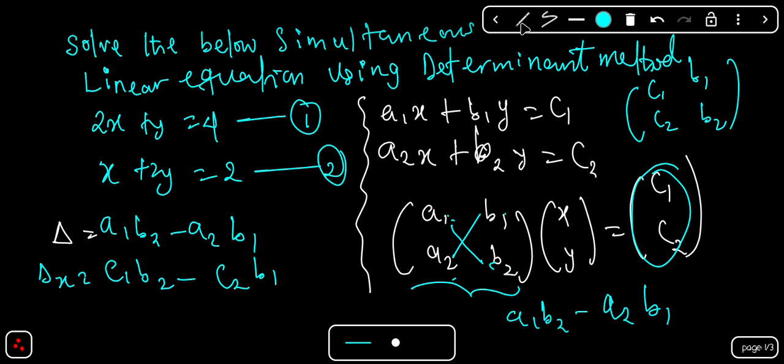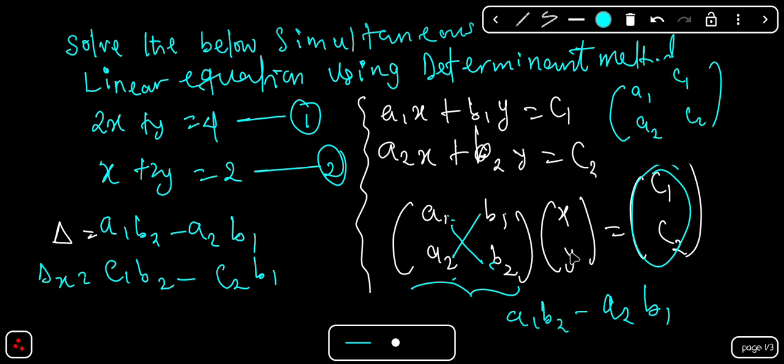Now to find the determinant for y, you do the same thing. The second column has b1 and b2, which are the coefficients of y, so we are not going to write them. You replace them with c1 c2, so you have a1 a2, then c1 c2. Then you follow the same idea: the determinant of y equals a1 multiplied by c2, then minus a2 multiplied by c1.